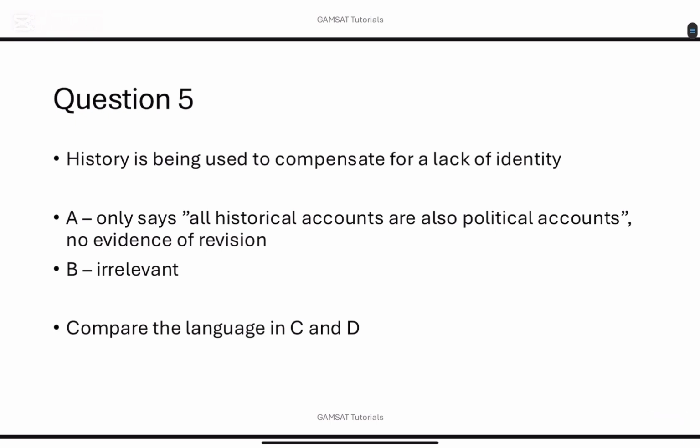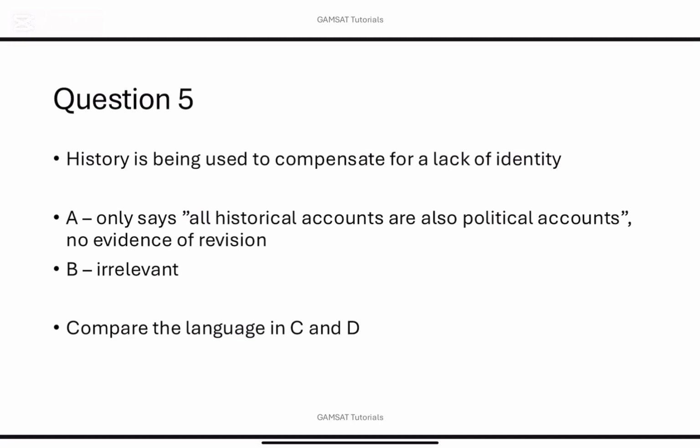Okay, question 5. Comment 4 argues, keyword there, argues that any view of historical events. So it says that history is being used to compensate for a lack of identity. Let me just find that exactly. Okay, so that's not exactly what it says, but that is how I've interpreted it. It's saying that history is being used to compensate for a lack of identity. So A needs constant revision in light of political changes.